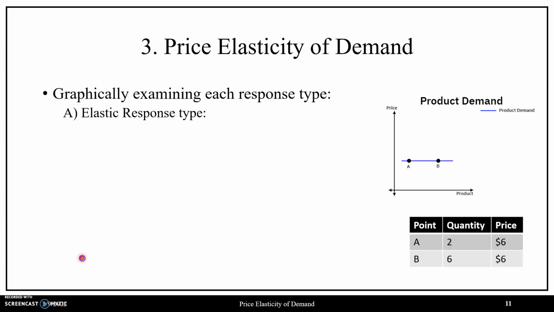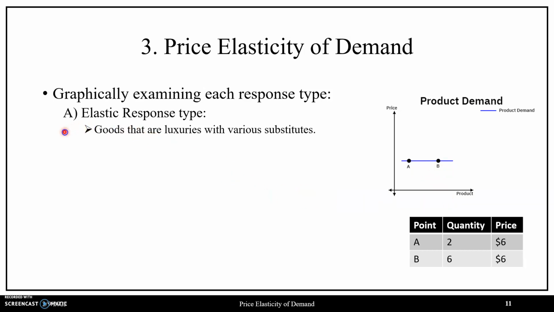So then with this in mind, let us keep those determinants in mind as well as our response types and go through our three cases. Beginning first, we'll consider the elastic response type, where we have a product demand curve on the right, and notice that it's horizontal and we have 2 points A and B that we also have on our demand schedule.